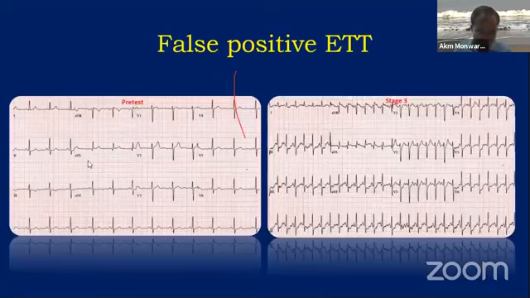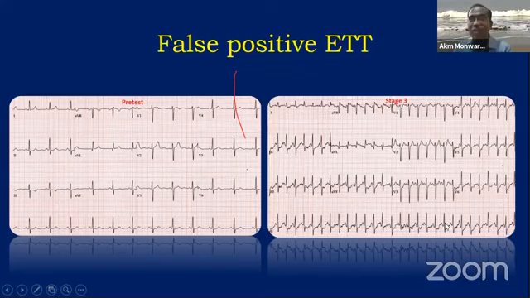Like here, this is the pre-test ECG, and this is the stage 3 ECG. Look at this stage 3 ECG, and the significant horizontal ST segment depression noted in multiple leads. You all agree with me that this is significant.